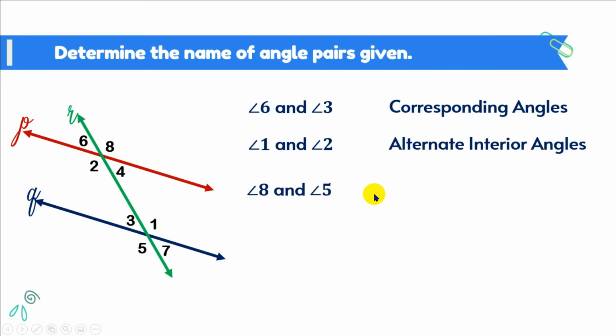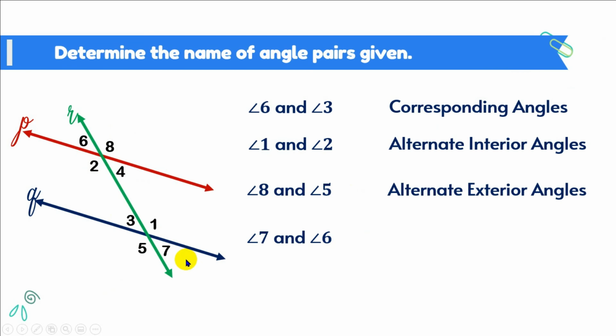Next, 8 and 5. Angle 8 and angle 5. So, both of them are exterior angles. Ang isa ay nasa right side, ang isa ay nasa left side. So, this one is known to be the alternate exterior angles.